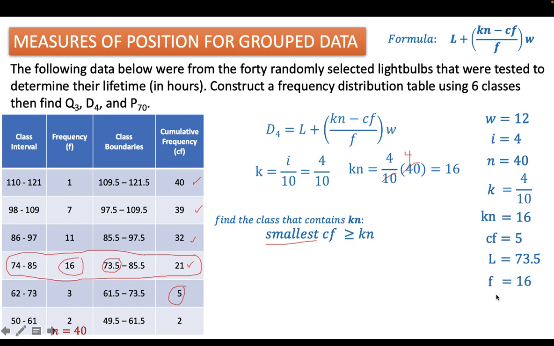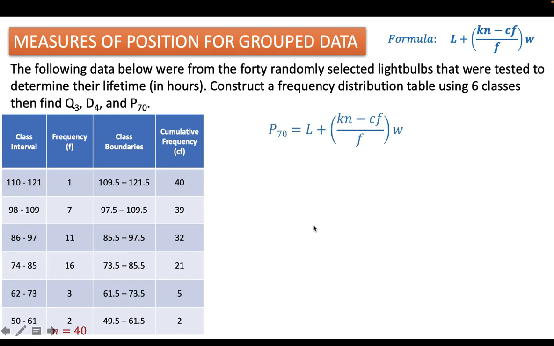So after completing the variables, we are now ready to use the formula. So just substitute. Our lower boundary is 73.5. Our kn is 16. Our cumulative frequency is 5. Our frequency is 16. And our class width is 12. Solve them. And our decile 4 is 81.75.